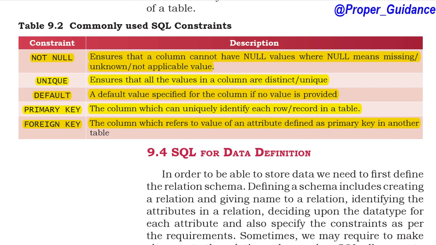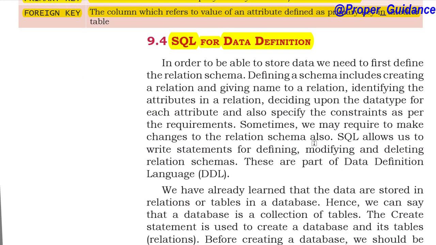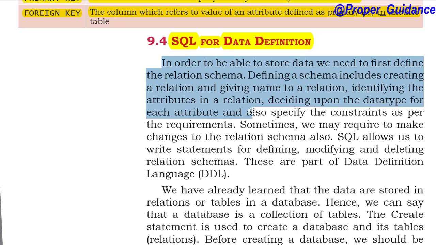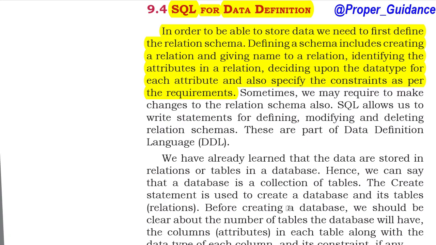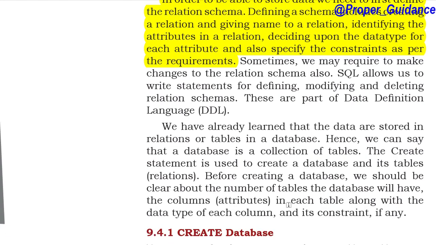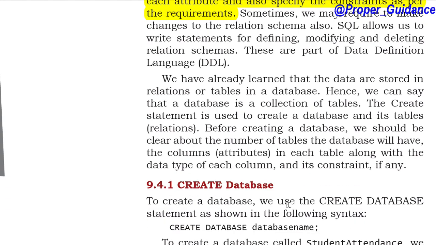After that, we will learn about SQL for data definition. In order to store data, we need to first define the relation schema. Defining a schema includes creating a relation and giving it a name, identifying the attributes in a relation, deciding upon the data type for each attribute, and also specifying the constraints as per requirements. Sometimes we may need to make changes to the relation schema also. SQL allows us to write statements for defining, modifying, and deleting relation schemas. These are part of the data definition language.